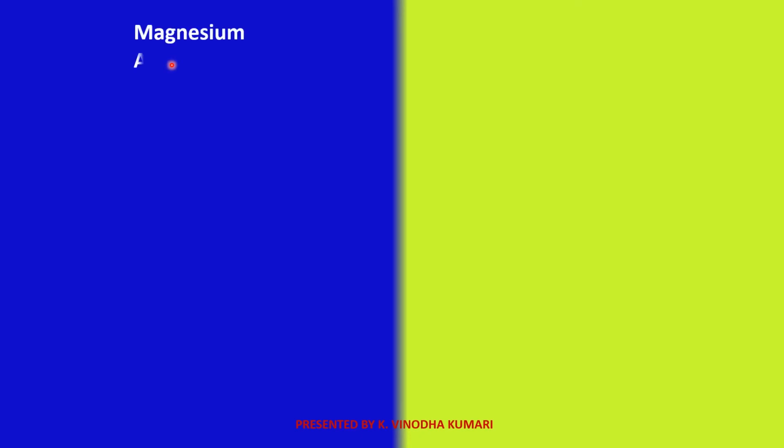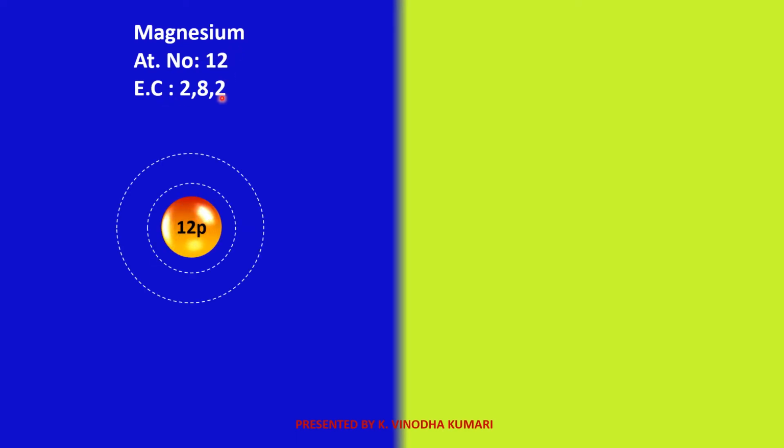Let us see the transfer of electron from magnesium to chlorine. Magnesium's atomic number is 12 and configuration is 2, 8, 2. See, 12 protons in the nucleus. In the first shell it contains 2 electrons. In the second shell it contains 8 electrons. And in the third shell it contains 2 electrons, which is the outermost shell. See, these are the 2 electrons.